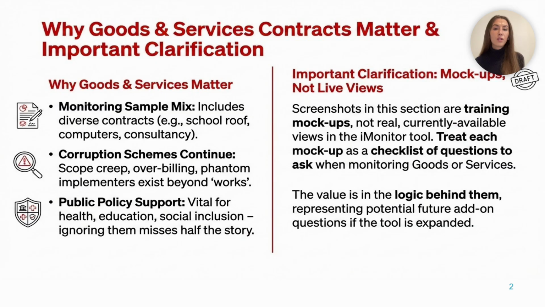Why do we still spend time on goods and services? Well, first, because your monitoring sample will always include a mix of contract types. A school roof here, but also computers for the school, and maybe even a consultancy to design the new curriculum. Second, because the 3 corruption schemes do not stop at concrete and tarmac. Scope creep, overbilling, and phantom implementers can just as easily hide in medical devices, cleaning contracts, or advisory services. And lastly, because these contracts support the same public policies, all linked to health, education, and social inclusion. So if we only watch the works and ignore the supplies and services, we miss half the story.